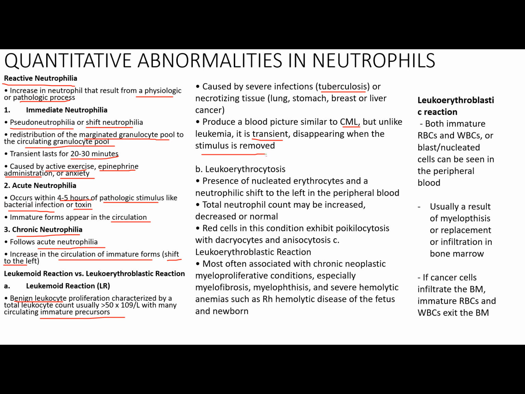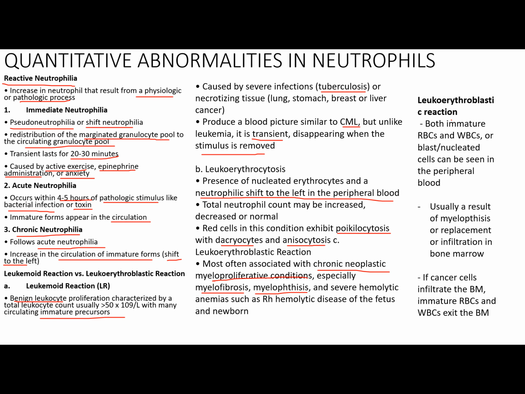While leukoerythrocytosis is the presence of nucleated erythrocytes and a neutrophilic shift to the left in the peripheral blood. Total neutrophil count may be increased, decreased, or normal. Red cells in this condition would exhibit poikilocytosis with dacrocytes and anisocytosis. Then you have your leukoerythroblastic reaction, most often associated with chronic neoplastic myeloproliferative conditions, especially myelofibrosis, myelophthisis, and severe hemolytic anemia, such as Rh hemolytic disease of the fetus and newborn.